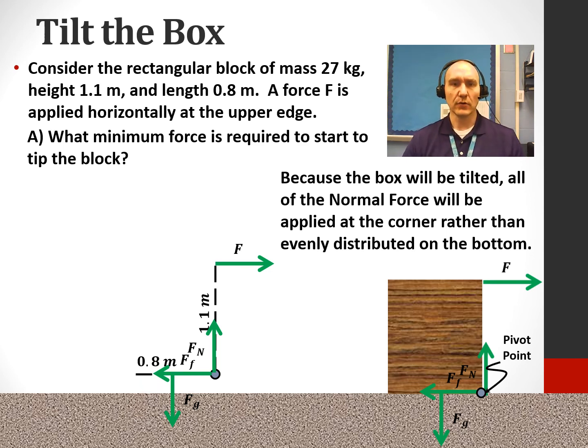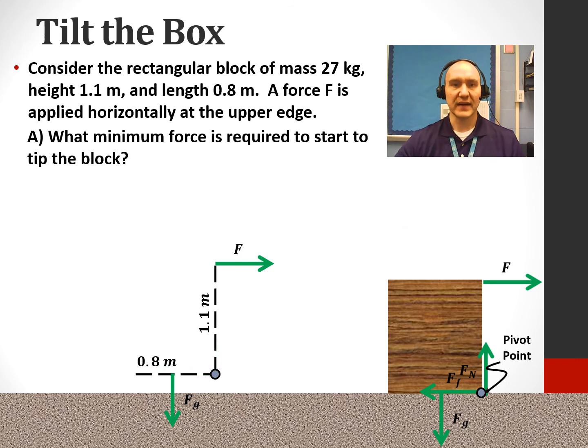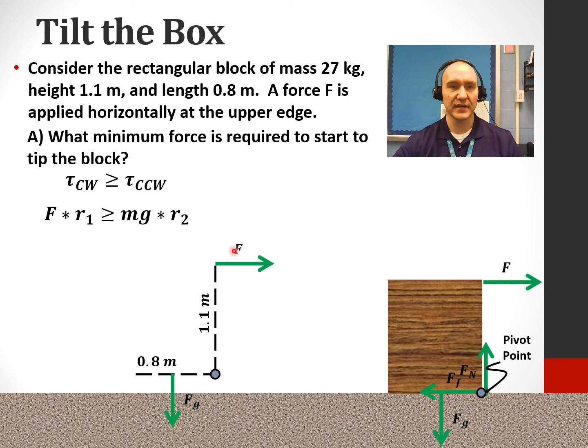Okay, so only two torques are being applied. Only two torques, the force of gravity and that force. Now this force here is providing a torque that, if you look at it, is going to be clockwise. So that's going to be a clockwise torque, and this one's going to be a counterclockwise torque. So we know that this force right here, its torque has to be greater than the torque provided by the force of gravity.